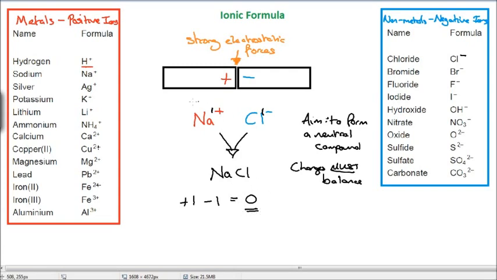So let's have a look at a slightly more complicated example, because the problems come in when people have to put things together and they're like, well, how do I know if it's NaCl or if it's NaCl2 or NaCl3? And it comes down to the ions. So let's take a look at magnesium.